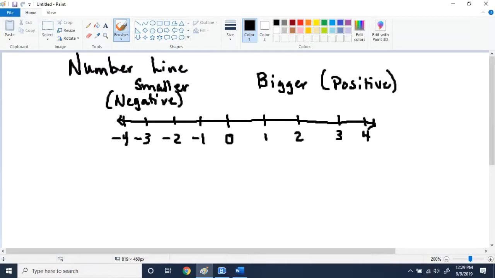Now you notice there's not a plus sign in front of the positive numbers. That's when you assume it is positive. So it could actually have a plus sign in front of it, or it can just be the number. Both mean positive. Whereas for your negative numbers, it has to have a subtraction sign in front of it for negative, meaning you're taking away. It's going to get smaller.